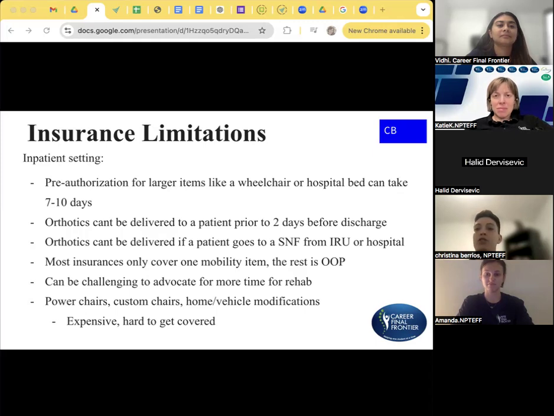And when you're serving an underserved community, that can be even more frustrating because they don't have a ton of funds and now they have this new diagnosis that's debilitating. And let's not even start on the power chairs, custom wheelchairs, and home and vehicle modifications that are significantly more expensive and not covered at all. So it can be very detrimental and shocking to patients and their families to have something happen to them that will change the course of what their new normal is.